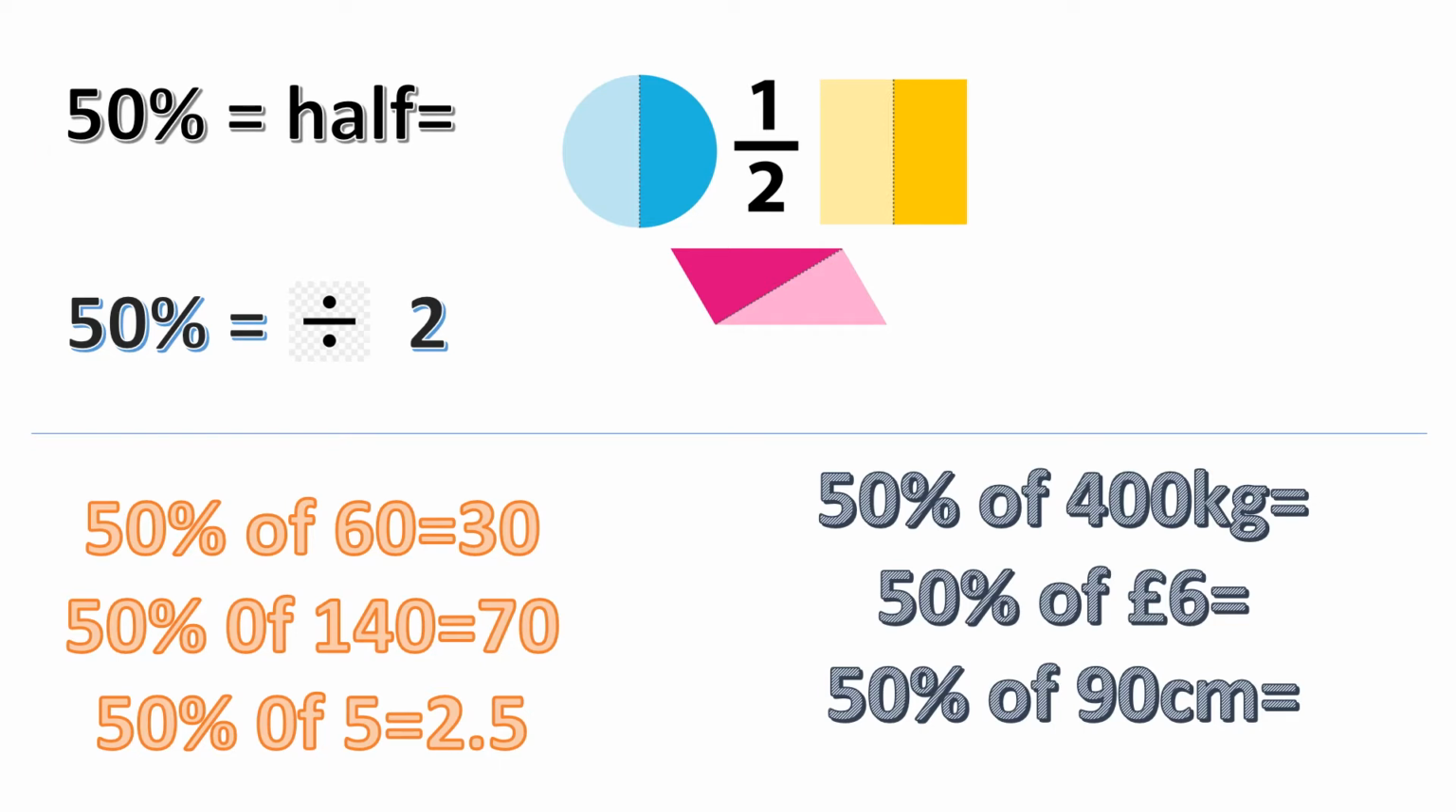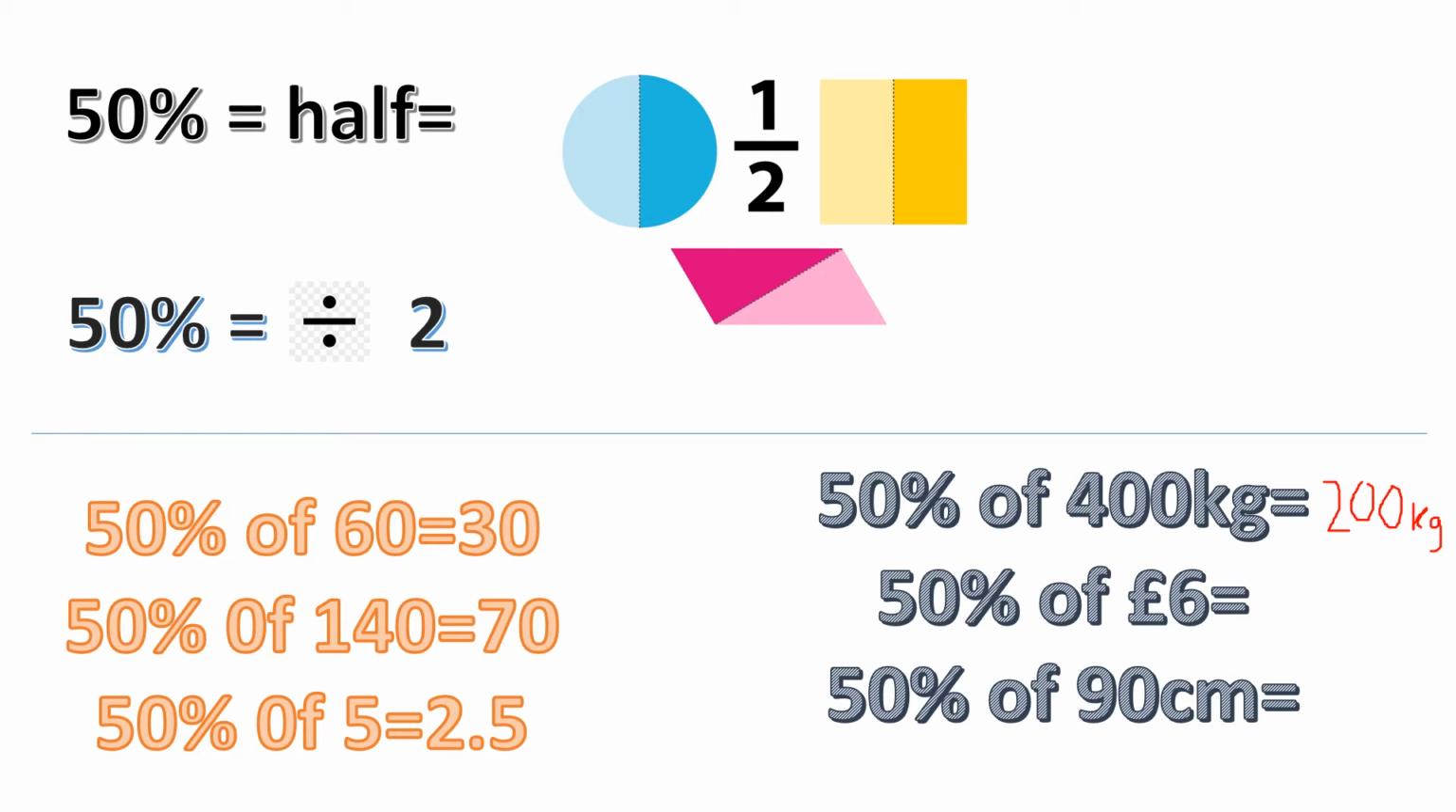Okay, so what did you get for 50% of 400 kilograms? Absolutely right, 200 kilograms, because half of 400 is 200. I do apologize for the handwriting. I am using my mouse and it's not the best way to write.